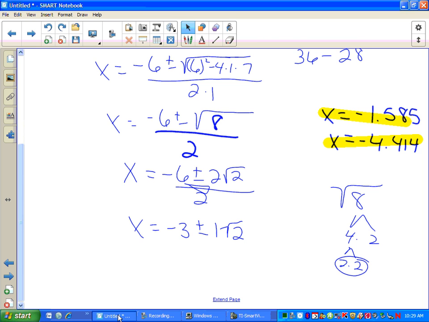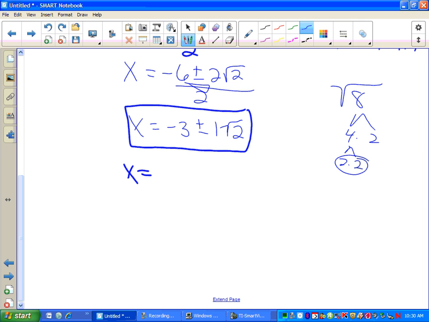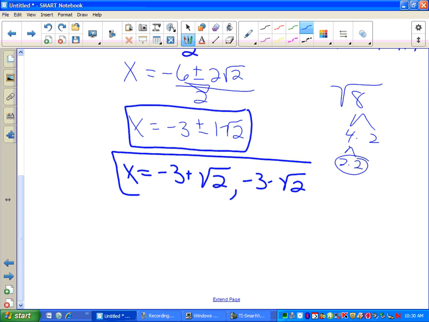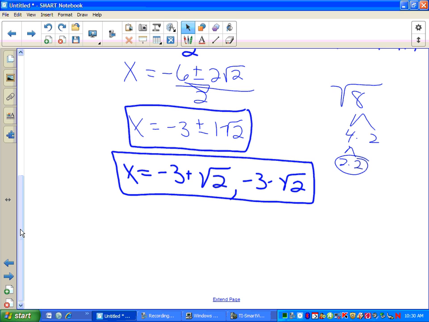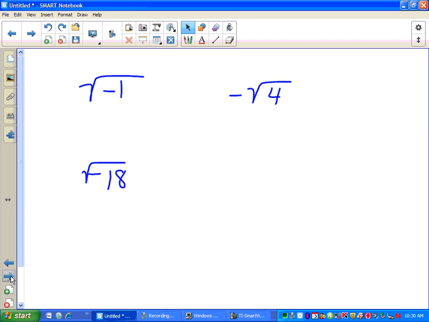So this is the exact answers. You can write it like this, all connected, or if you like to, you can separate it out. Negative 3 plus the square root of 2 and negative 3 minus the square root of 2, whichever one you like, I don't care. And if you notice, that does match the decimals we got earlier in class. Excellent. Okay. Let's do one more question. One more, and then we'll be done.